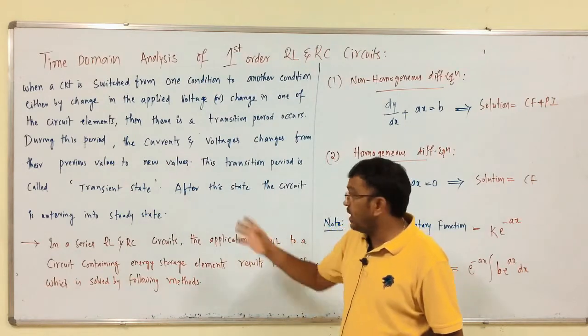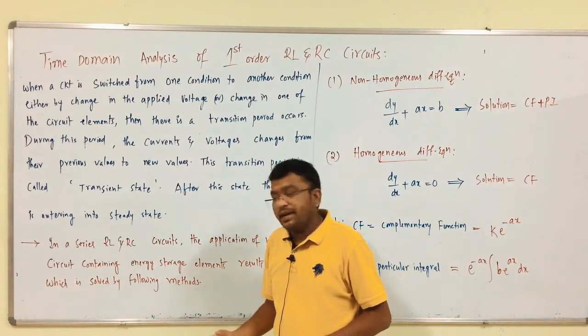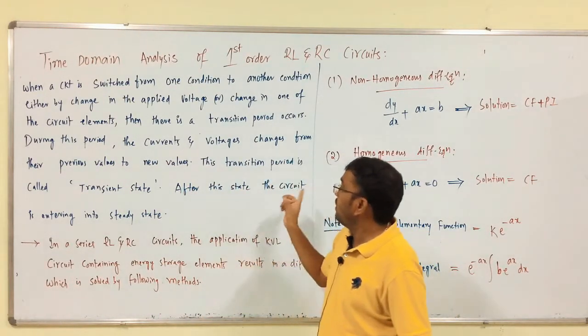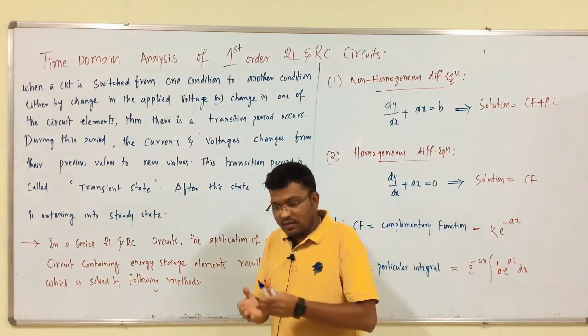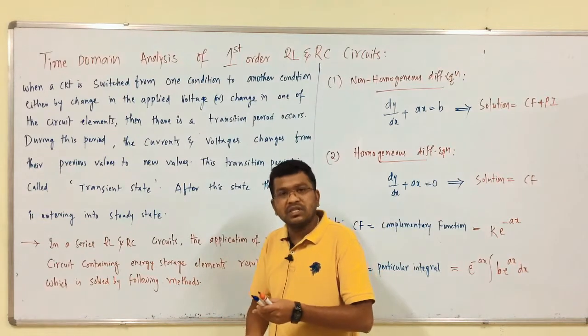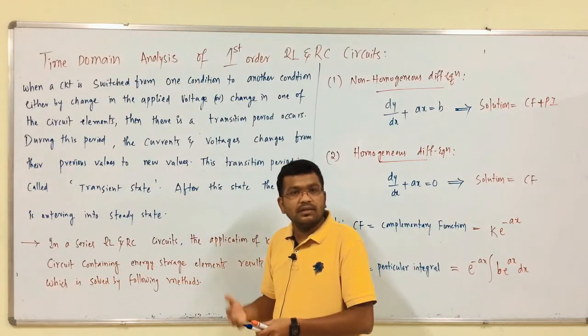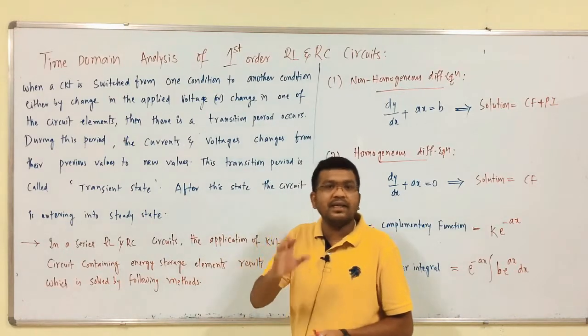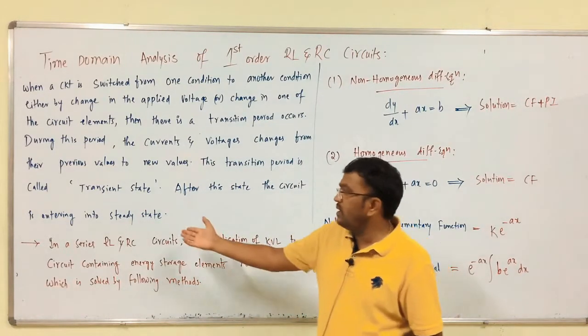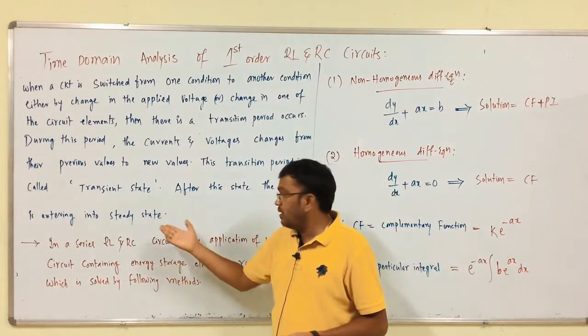That is nothing but the transient state. After this state, the circuit enters into the steady state. So, after some instance of time, the current or voltage is maintained as constant, which means the circuit is entering into the steady state condition.